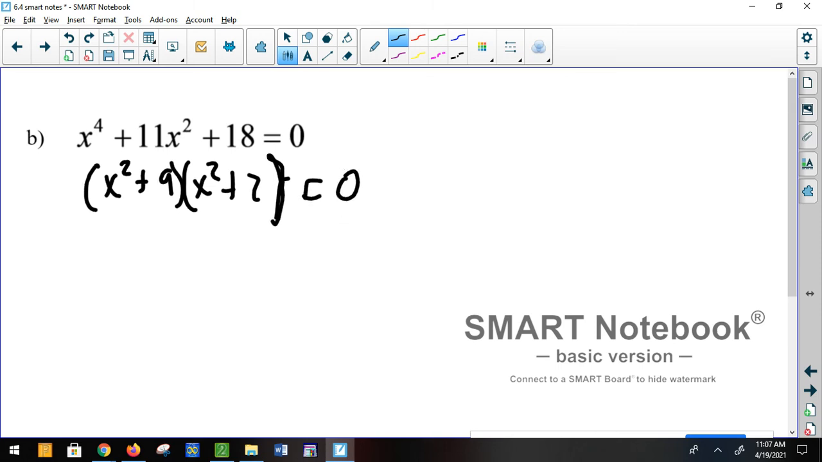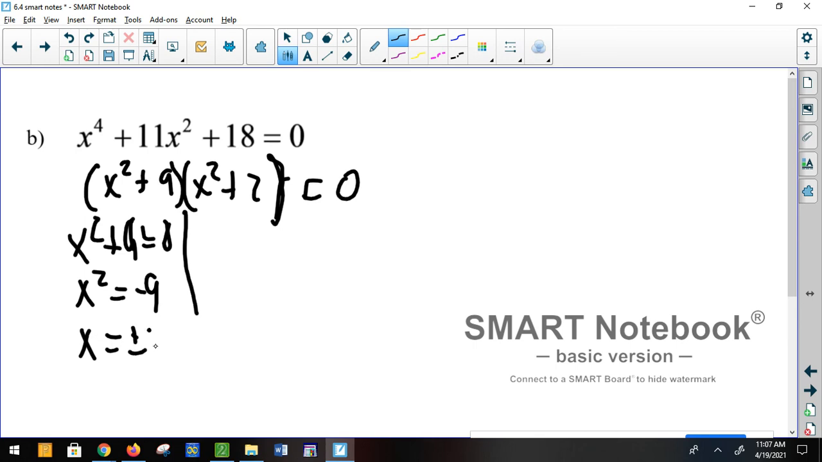This one does not allow you to factor any further, so we have to set both of those equal to 0. x squared plus 9, subtract 9 and you get x squared is equal to negative 9. Take a square root of both sides and you get x is equal to plus or minus square root of negative 9. Square root of negative 9 is plus or minus 3i. So we got x is equal to plus or minus 3i.